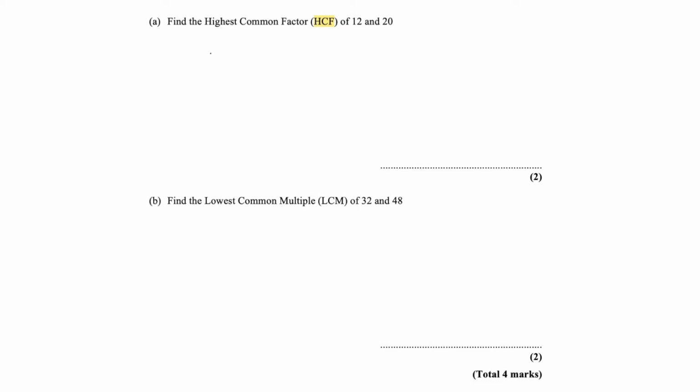The first thing I will do is I will take my 12 and I will do my factor tree. So 2 and 6, 2 and 3, and then I would circle these because these are all prime numbers. And then I will do the 20, same thing. I will do 2 and 10, 2 and 5, and these are all prime numbers, so I'll circle them.